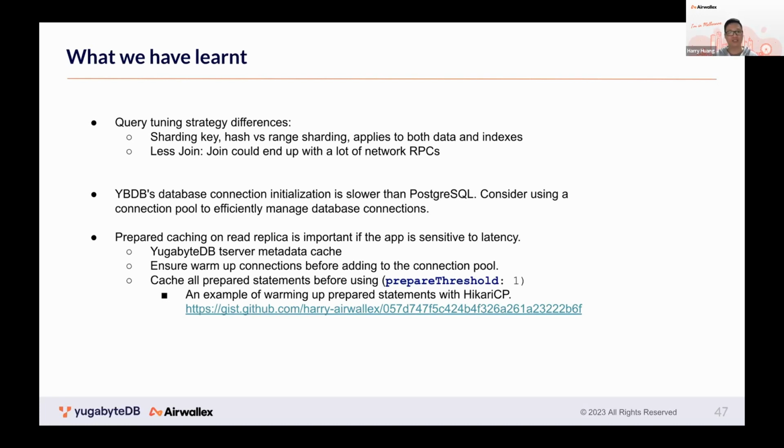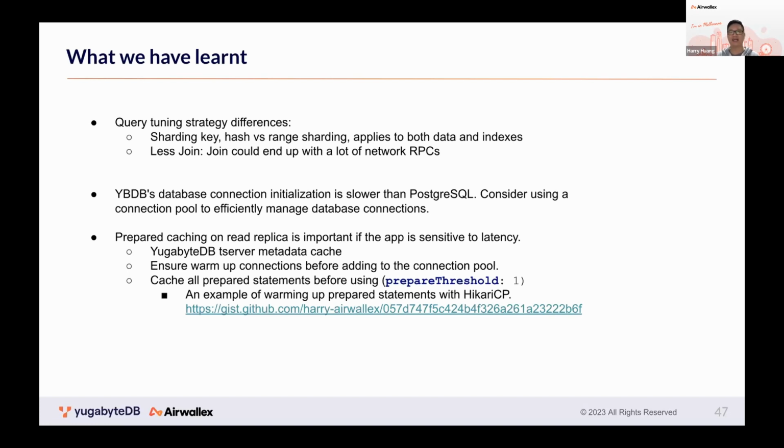In YugabyteDB, not just the data is sharded and distributed, the indexes are sharded and distributed as well. So you have to be careful about how to choose the sharding key. You either use hash sharding or range sharding. It really depends on your business requirement. Most of the time, the default one, hash sharding, should be enough. But sometimes, if you want to query by time range, especially for the index, you should use range sharding for the index, which will give you the optimal result.